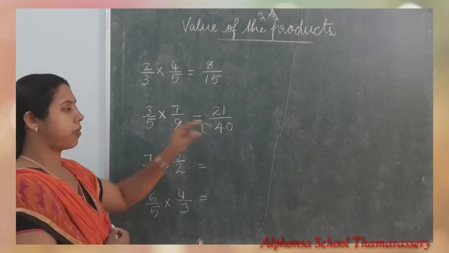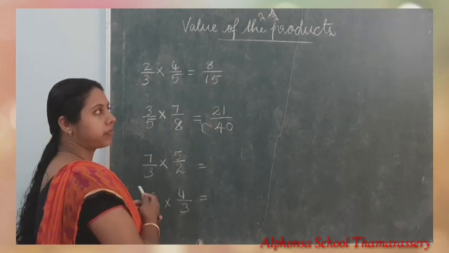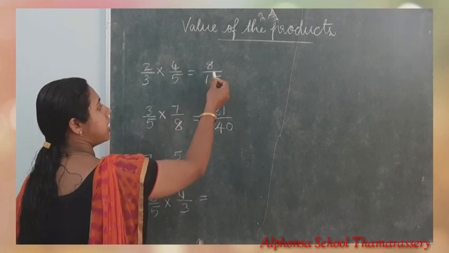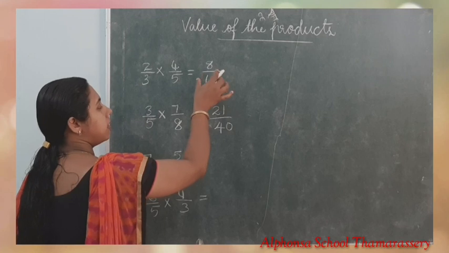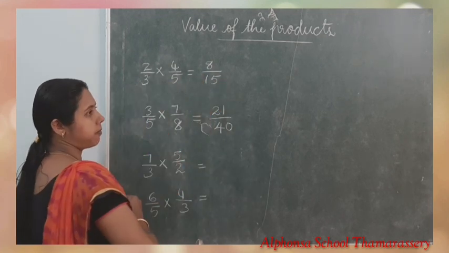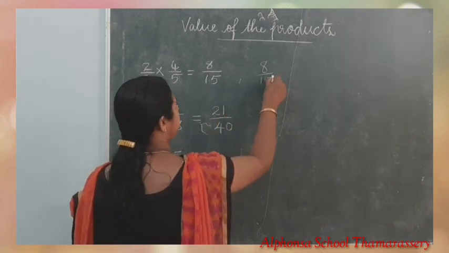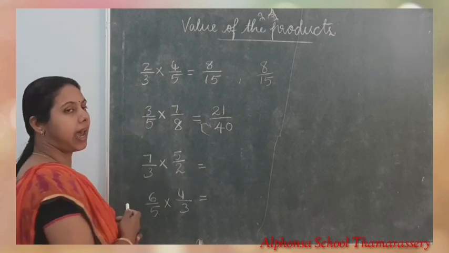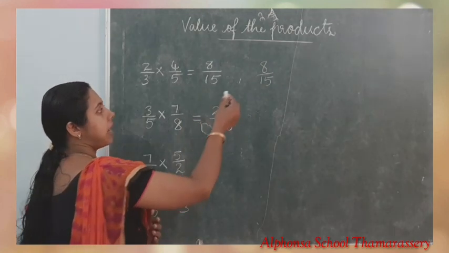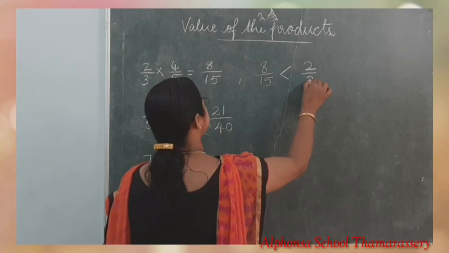Now observe these two products. Here we got 8 by 15 when you multiply these two proper fractions. Thus, you just compare the product and each fraction. We can see that this 8 by 15 is smaller than each fraction. 8 by 15 is less than 2 by 3.